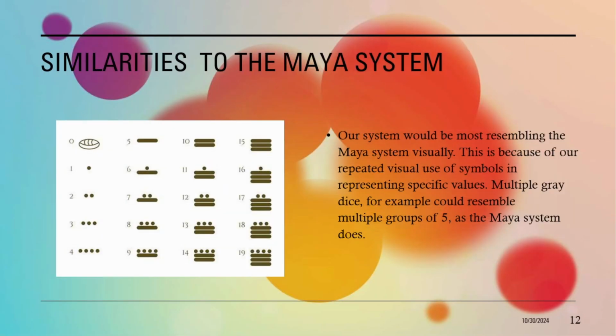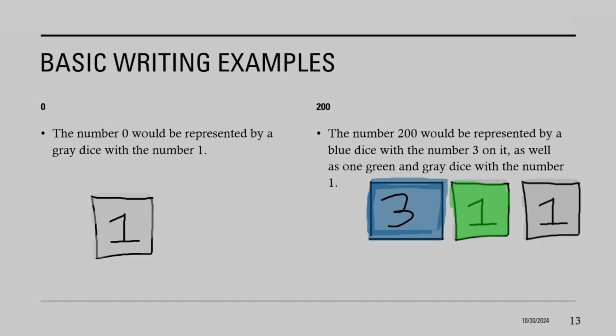In terms of similarities to the Maya system, our system would be most resembling the Maya system visually. This is because of our repeated visual use of symbols in representing specific values. Multiple gray dice, for example, could resemble multiple groups of 5, as the Maya system does.